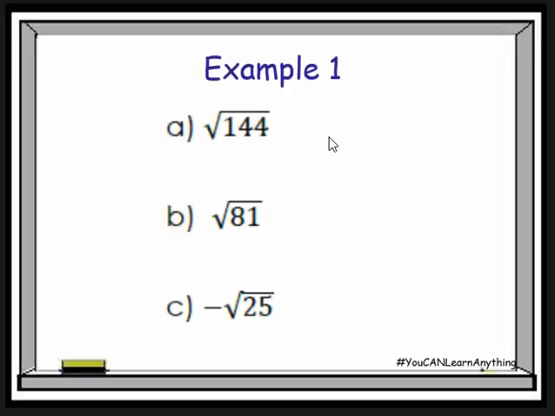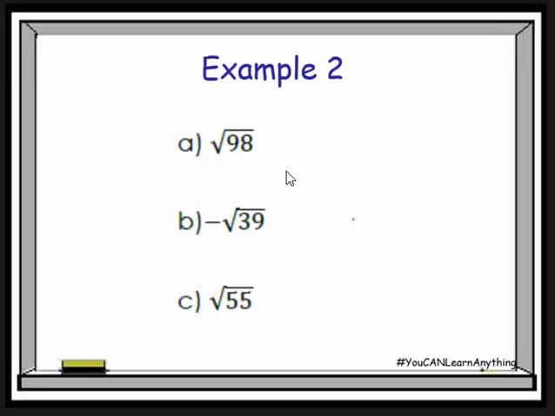Okay? The first one, the square root of 144, pretty easy. Go into the table. We know that the square root of 144 is just 12. Okay. 81, same thing. We know that one pretty easy. The square root of 81 is 9. Now, when you have an operator like this, that means we're going to take the opposite of the square root of 25, the negative of the square root of 25. So that means the negative of square root of 25 is negative 5.